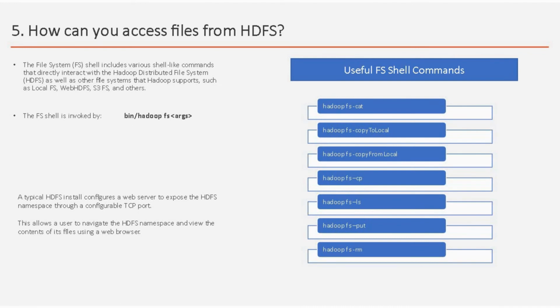How can you access files from HDFS? There are many ways to access files from HDFS, but the most common is the FS shell. The FS shell includes various shell-like commands that directly interact with the Hadoop distributed file system as well as other file systems that Hadoop supports, such as the local file system, WebHDFS, or S3 file system and others. The FS command will be like hadoop fs and then the arguments to do your particular job. There are some common and useful FS shell commands like cat, copyToLocal, copyFromLocal, cp, ls, put and rm. So these are mainly used.